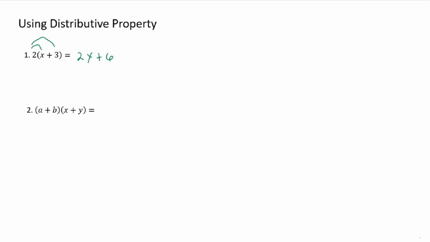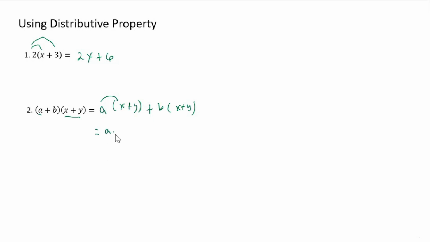And then for the second example, we have the quantity of A plus B times the quantity of X plus Y. So using the distributive property, I can do like this as A times X plus Y. So what I did here is that I will distribute A to the group of X plus Y. And then next we have plus B times X plus Y. And then after that, I'm going to use again the distributive property.